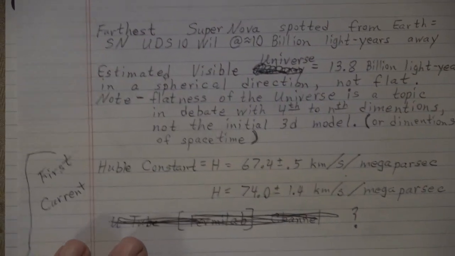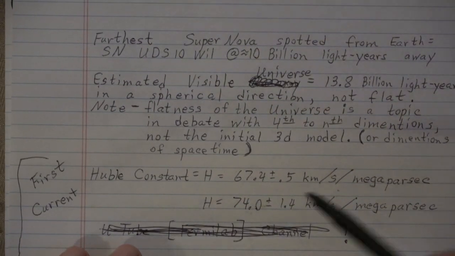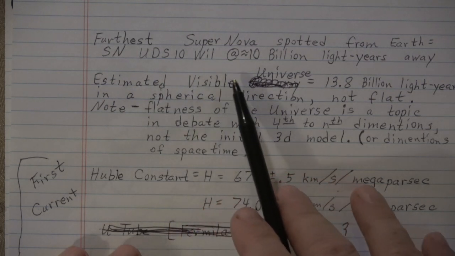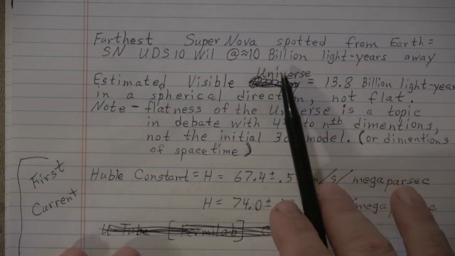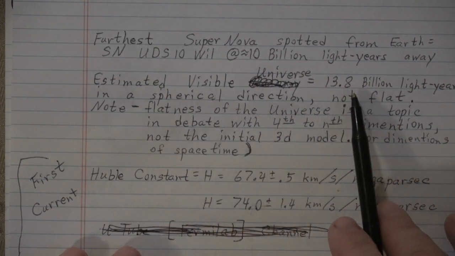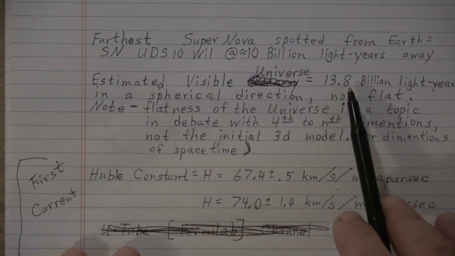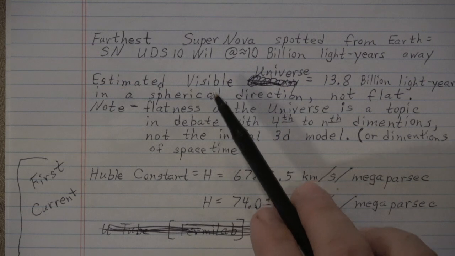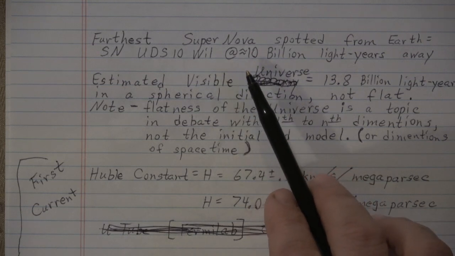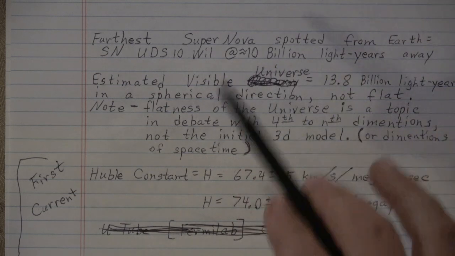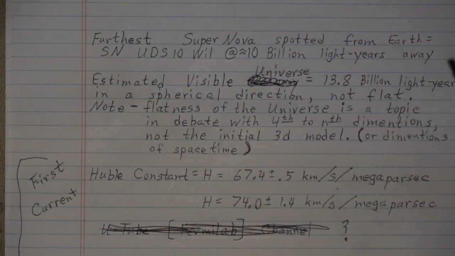Okay, going to here, furthest supernova spotted from Earth is SN UDS10 WIL, and that was spotted about 10 billion light years away. The estimated distance, visible distance, is 13.8, but what's happening is our telescopes are in the visible range, and they're not necessarily in radio. So the radio range would be the farthest we would be able to see just because of the redshift.